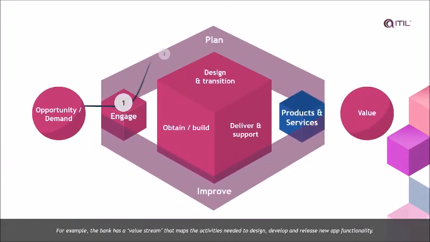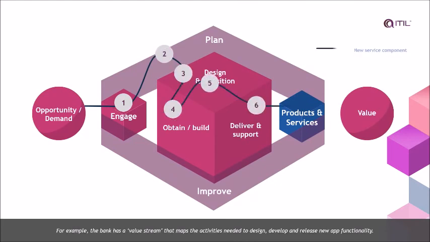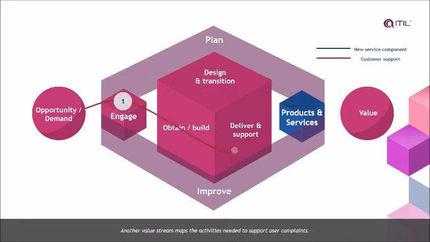For example, the bank has a value stream that maps the activities needed to design, develop, and release new app functionality. Another value stream maps the activities needed to support user complaints.